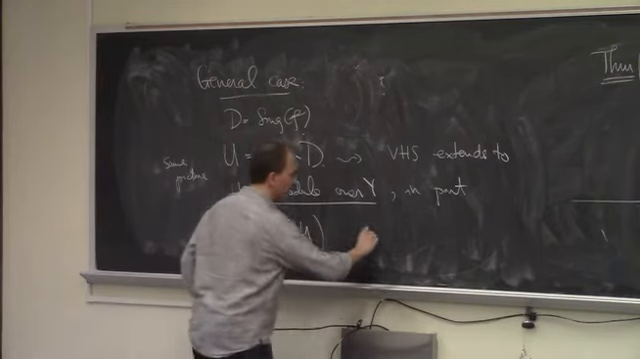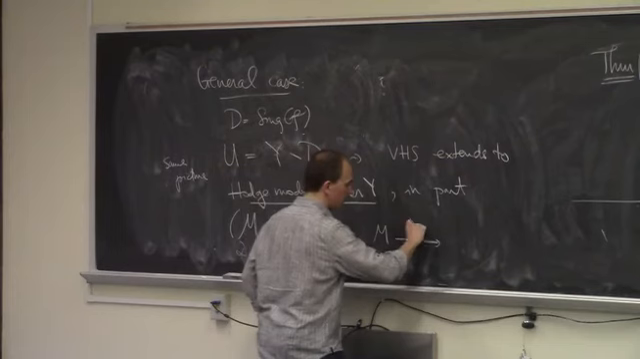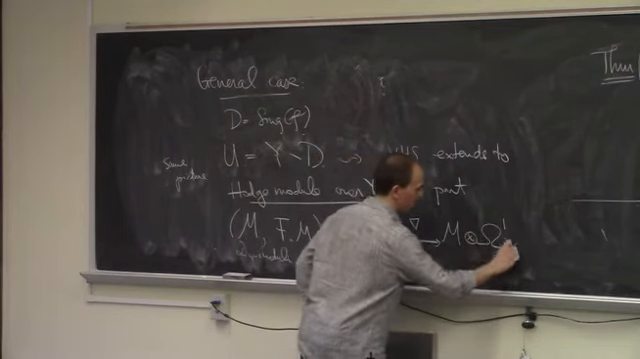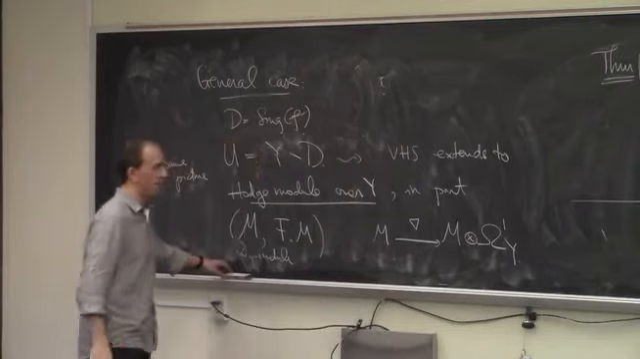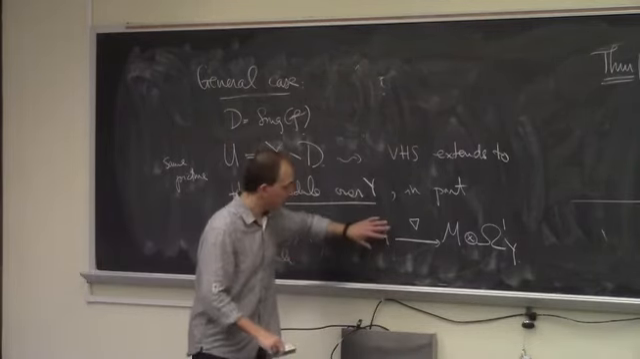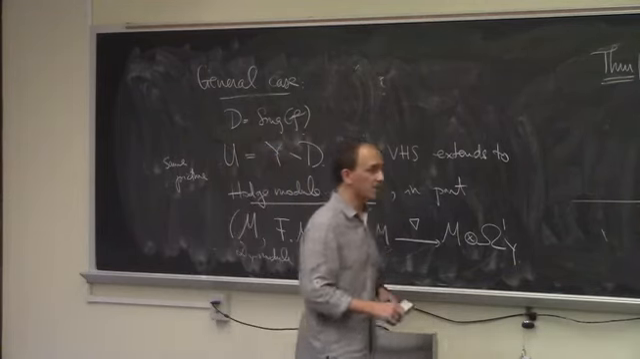So M is an object that is now just a sheaf, not a vector bundle, but again it has a connection-like operation as before. So it extends the notion of bundle with flat connection, but it's not required to be a vector bundle anymore. It could be pretty nasty at the boundary points.